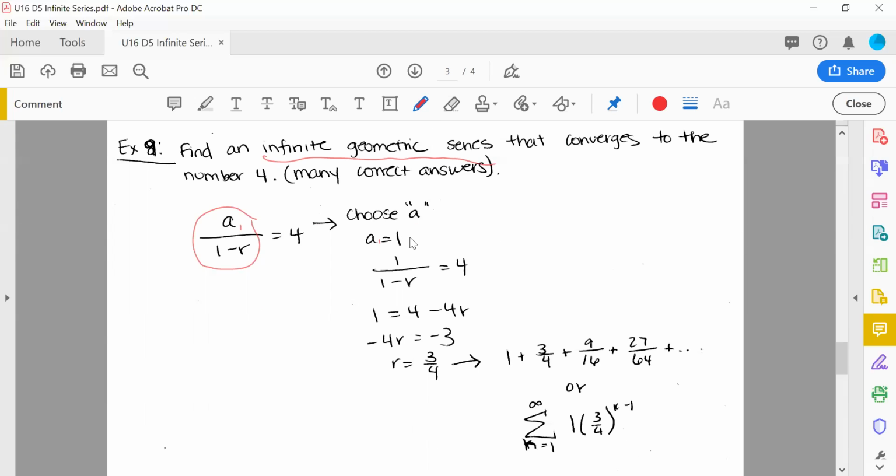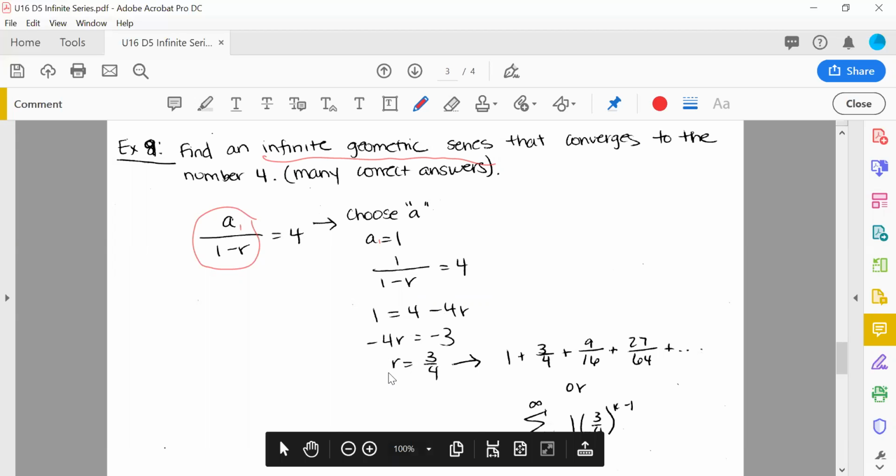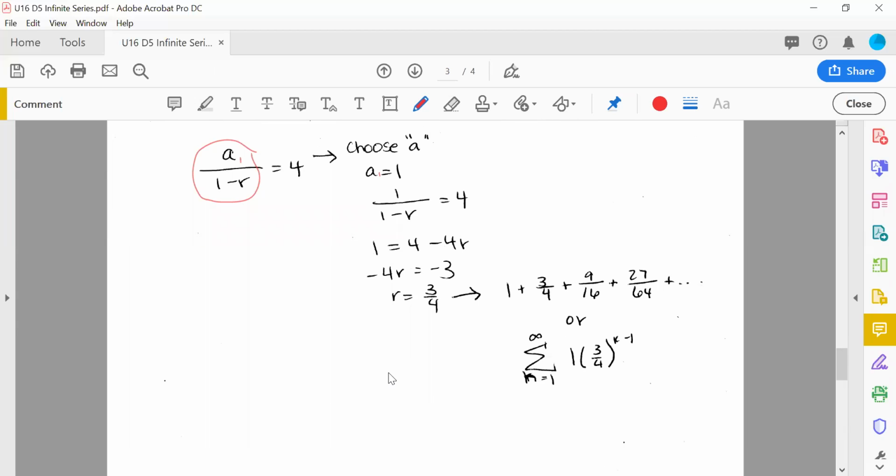Okay, so since we chose it to be 1, 1 divided by 1 minus r equals 4, then you're just solving the algebra 1 equation, and r equals 3/4. Remember, it says find the infinite geometric series, so you can write your answer in one of two ways. Yes, r does equal 3/4, but that's not the answer. We know that the first term is 1, so then 1 times 3/4 is 3/4. 3/4 times 3/4 is 9/16, and so on and so forth. Don't forget to do plus dot dot dot. So this is one way to write your answer.